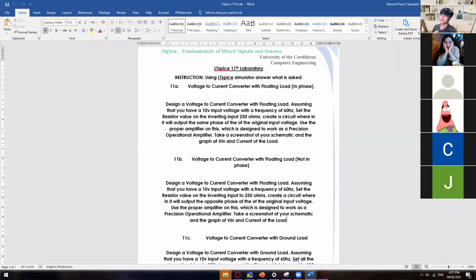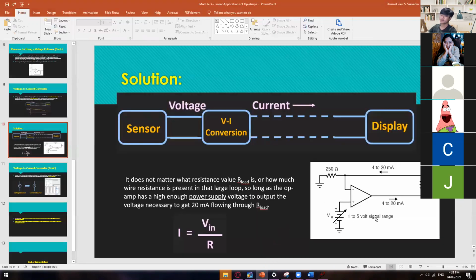Any clarification so far? So the one that we have in here is just a normal voltage to current converter. This is the default one. But we have another two types which are really the ones that we are using in industry. So we have the floating load and then the ground load. So I would like you guys to search for the schematic of those, and then do it as your laboratory number 11.